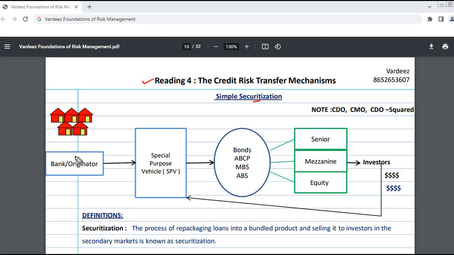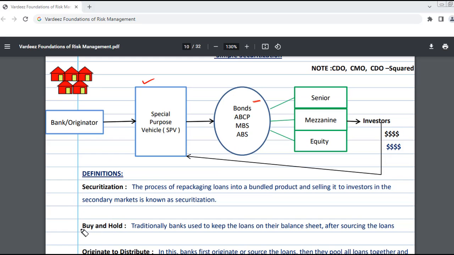This type of business model, wherein the bank gives out these loans to the borrowers and keeps them on its own balance sheet, is known as buy and hold. This is a model wherein banks traditionally used to keep the loans on the balance sheet after sourcing the loan. They enjoy the periodic interest and principal payments, but the only problem was that the credit risk used to be there on the bank's balance sheet. If any borrower or customer defaults, then the bank used to suffer those losses.